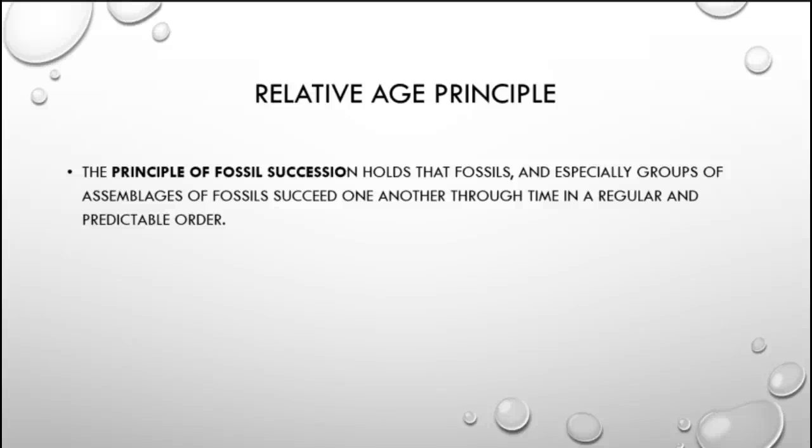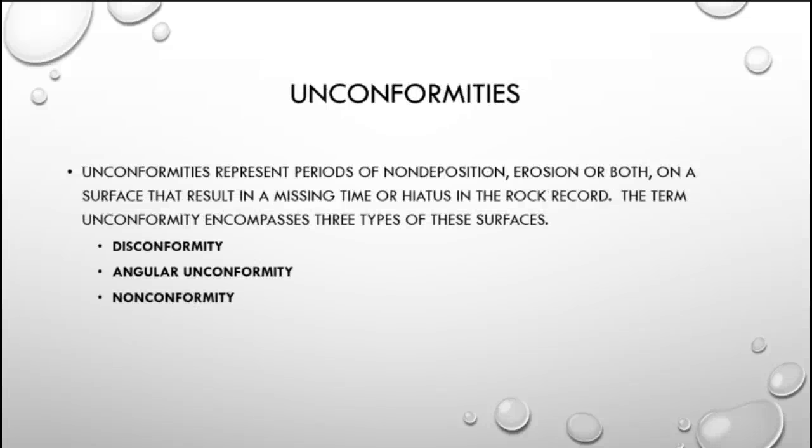Now that we know the principles of relative age dating, let's look at a few other things like unconformities. Unconformities represent periods of non-deposition, erosion, or both, on a surface that results in a missing time or hiatus in the rock record. The term unconformity encompasses three types of these surfaces, one being a disconformity, then an angular unconformity, and a nonconformity.